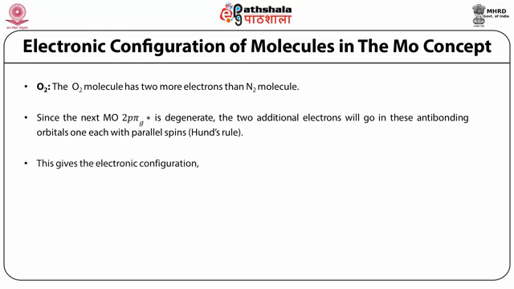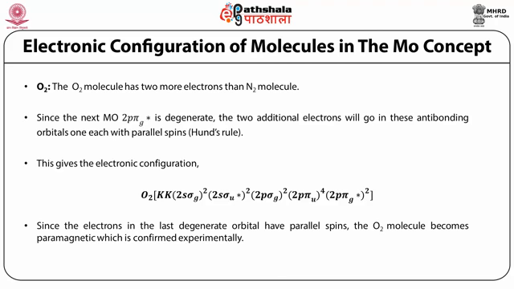And this gives the electronic configuration as KK 2sσg², 2sσu*², 2pσg², 2pπu⁴, 2pπg*². As electrons in the last degenerate orbital have parallel spins, the oxygen molecule becomes paramagnetic, which is again confirmed experimentally.